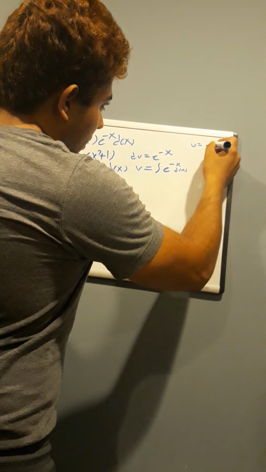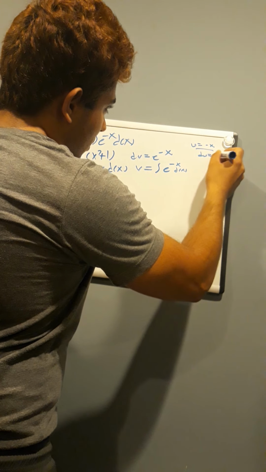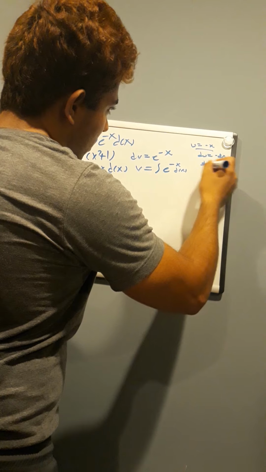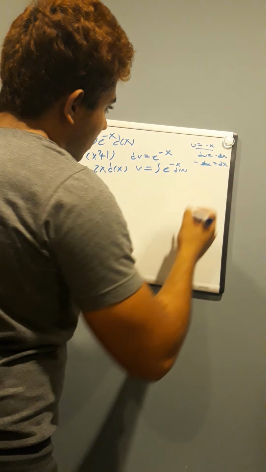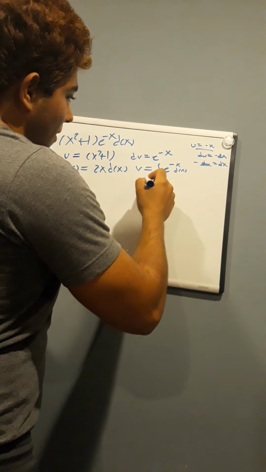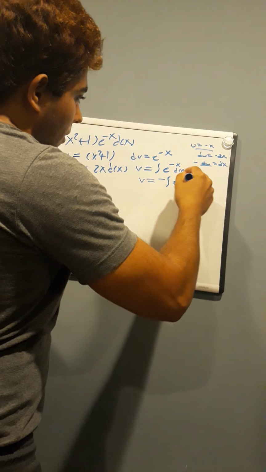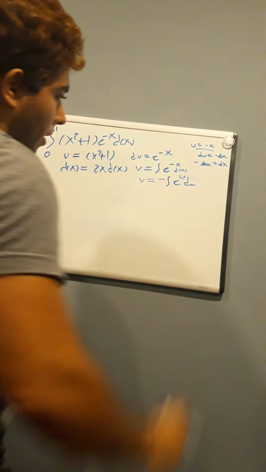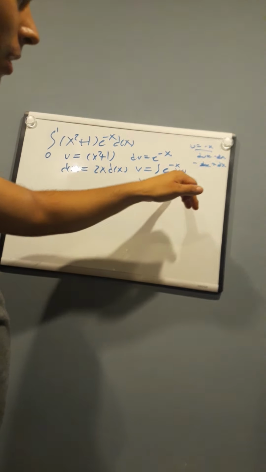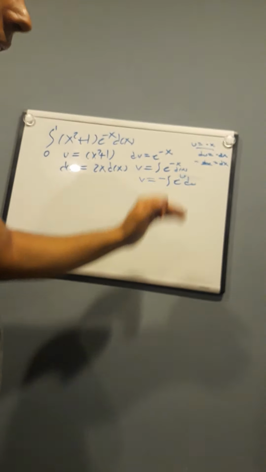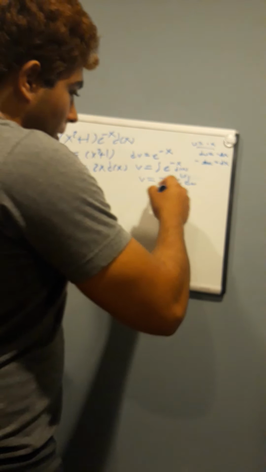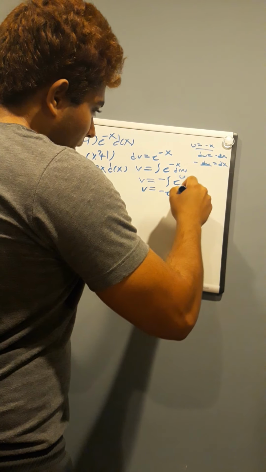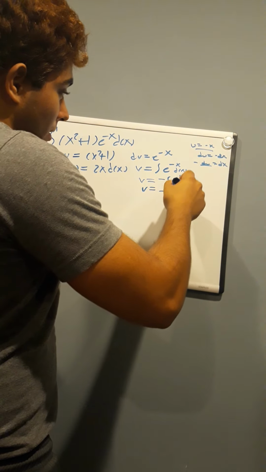U-sub negative x is what you choose, so du is equal to negative dx, so negative du equals dx, right? You apply this idea here, negative e to the negative x. By the way, this is just e to the u, du. If the integral is e to the u, the answer is e to the u. So v becomes e to the negative x, well, negative e to the negative x.